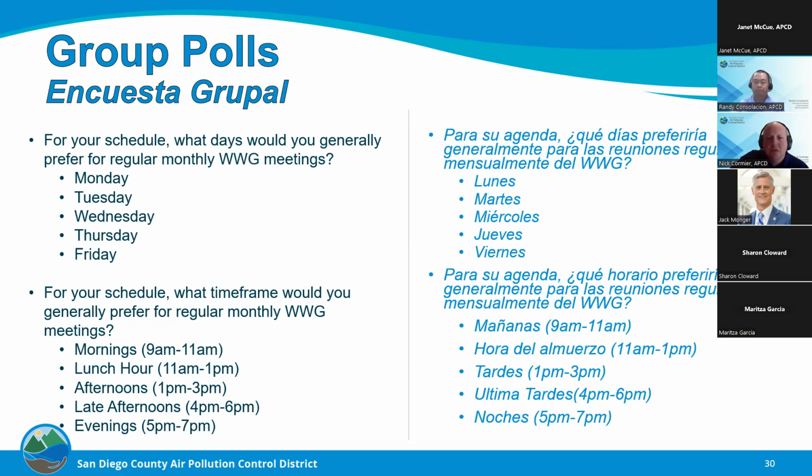Okay, so it looks like the afternoon time period between 1 and 3, wow, about 77% of us are available generally in the afternoons between 1 and 3, so that's good. Followed by the lunch hour between 11 and 1, about 43% are available. Mornings between 9 and 11 is the next response at 37%. Late afternoons, 4 to 6, 26% of us are available. And then finally, evenings, 5 to 7 p.m. is the last response at 6%.